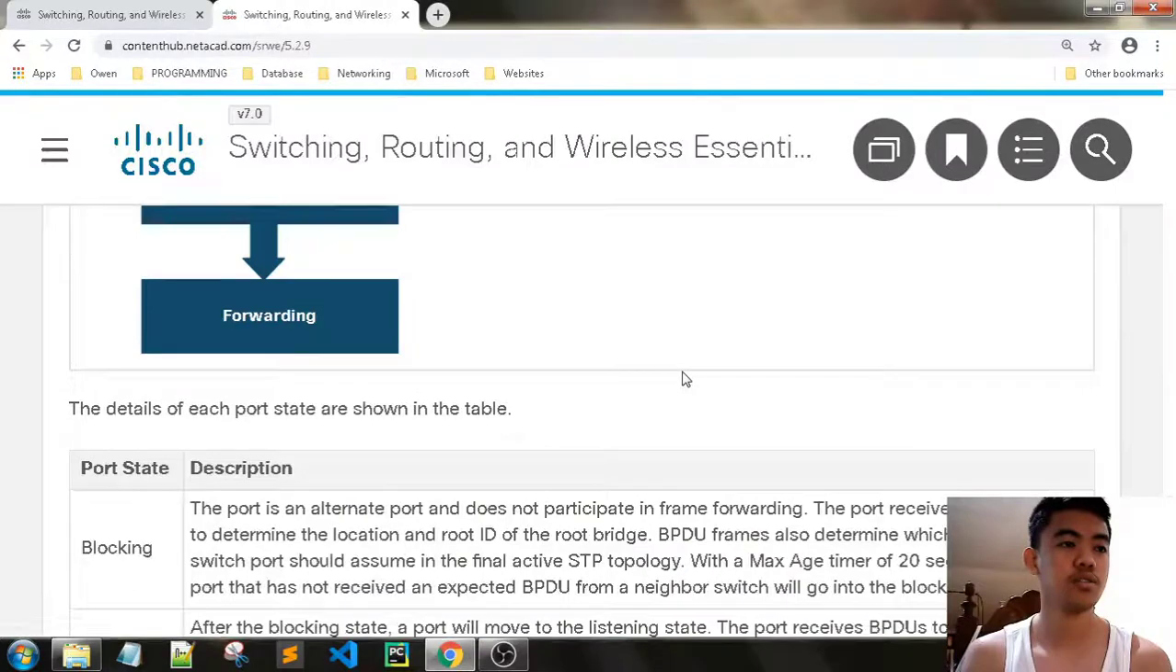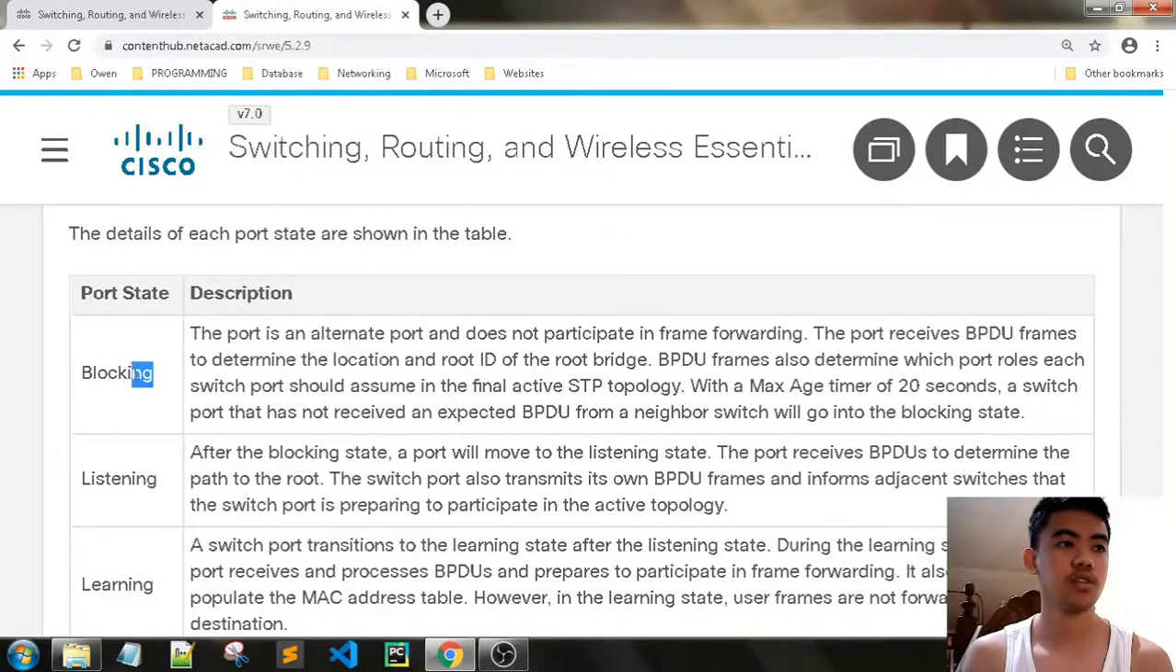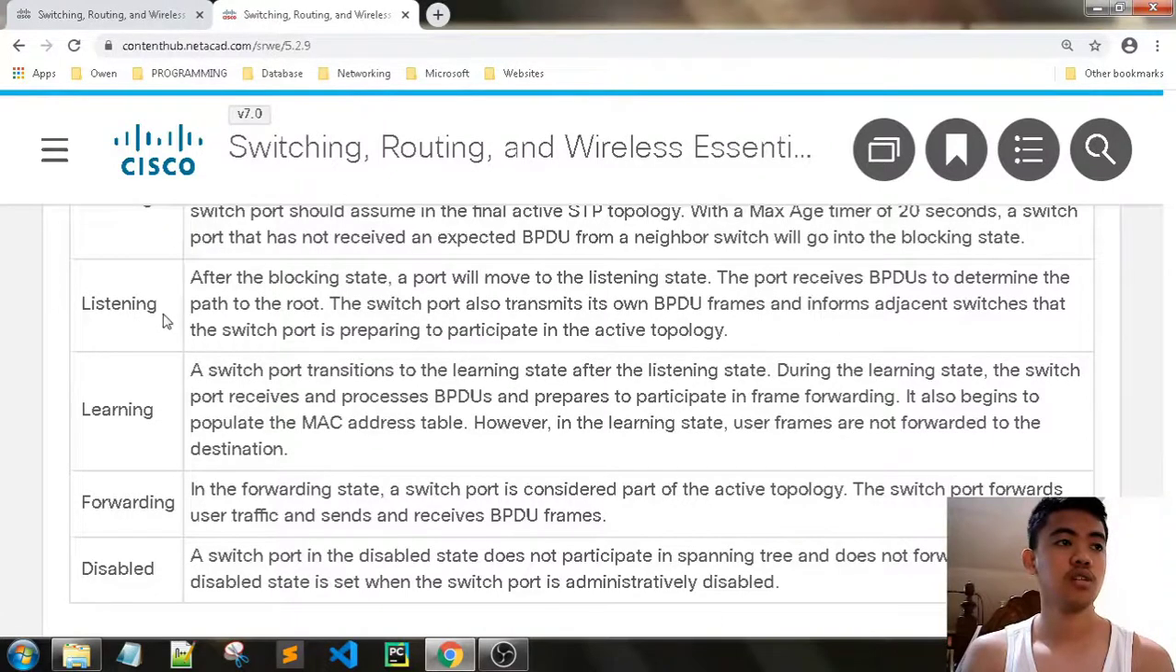Okay, we have here some port states. So we have here the blocking. The port is blocked, so it does not participate in frame forwarding. We also have the listening.